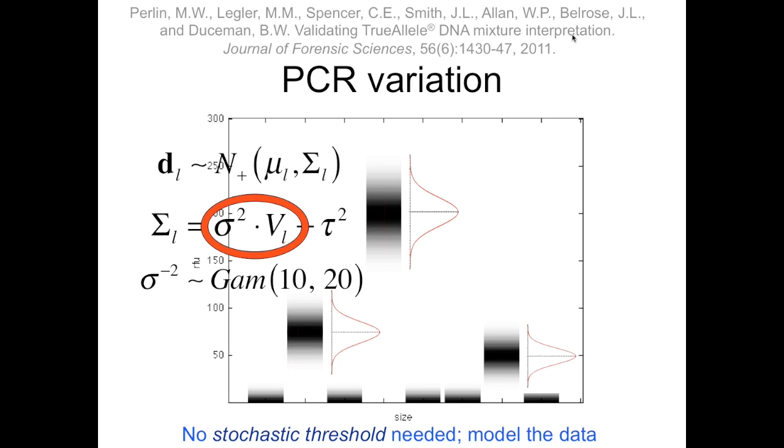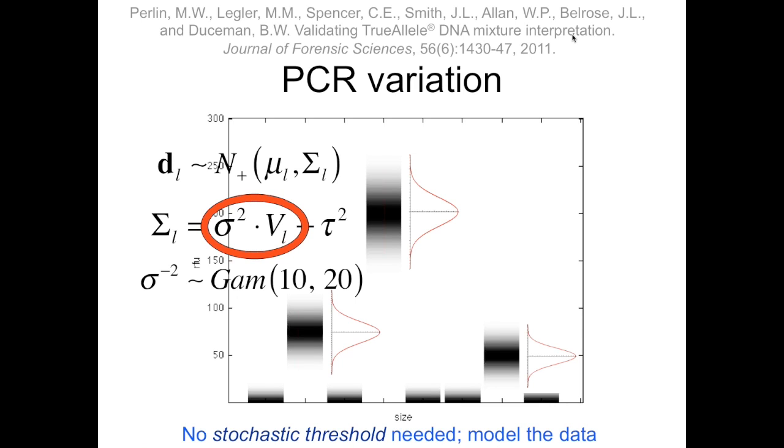Another important source of variation is PCR variation, and that's described in papers including the JFS paper described above. Again, ignore all the other math that's given in the paper and just focus on what's circled in red, which is sigma squared times the peak height. So sigma squared is the variation parameter for stochastic or peak height variation. And what you can see is that lower peaks, as shown on the bottom right, have less variation, whereas taller peaks, as shown in the center of the screen with that bell curve, have broader variation.